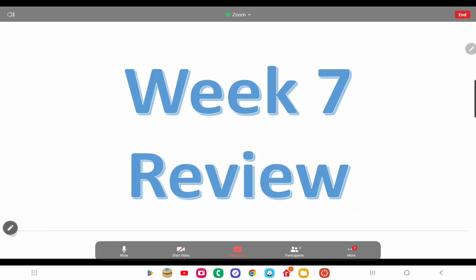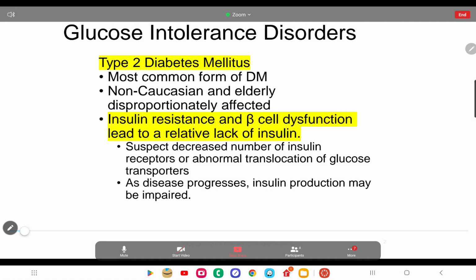Review. This is extremely important. So now listen, you have to check the chart for diabetes because diabetes is extremely important. Okay, so diabetes type 2, what happened?